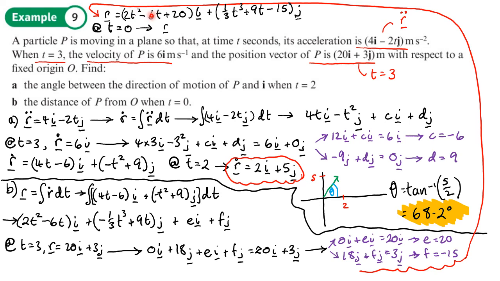So plugging 0 in, that's gone, that's gone. So I'm just left with 20i. And with the second bit, if t is 0, that's gone, so that just leaves me with negative 15j. So if I want to find the distance from the origin, I just need to find the modulus of that, which is going to be the square root of 20 squared plus negative 15 squared. Let's do that before this pen gives out. So square root of 20 squared plus 15 squared, and I get 25.